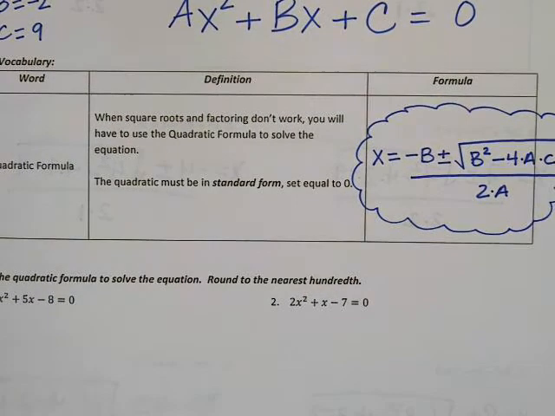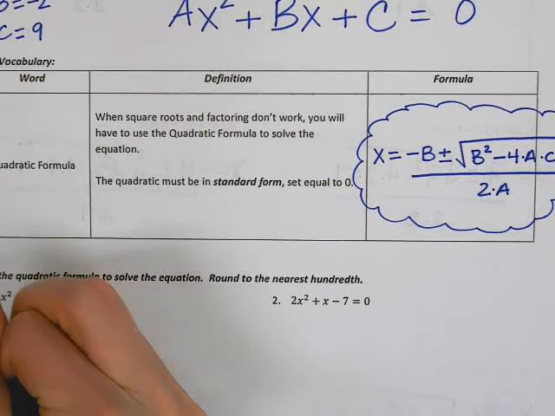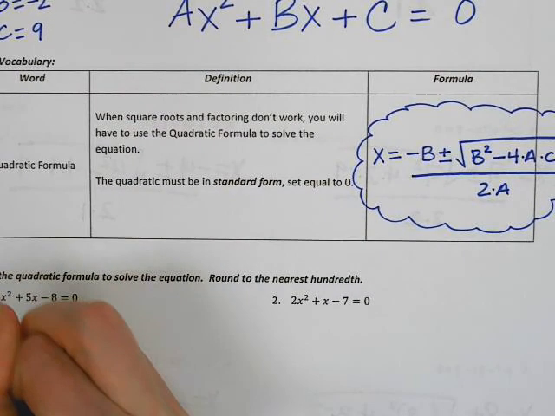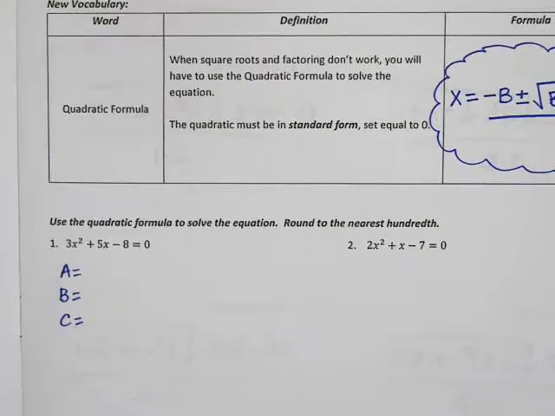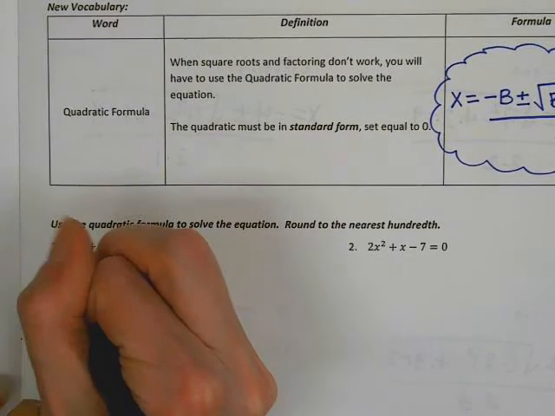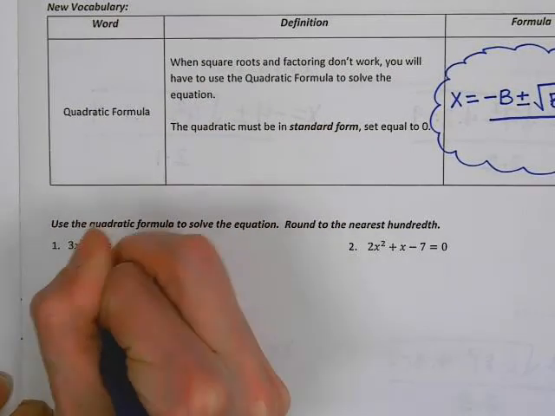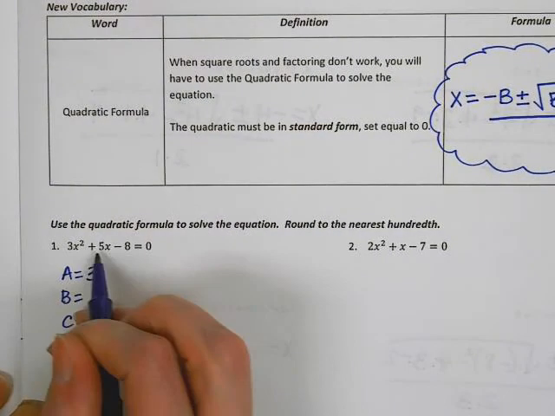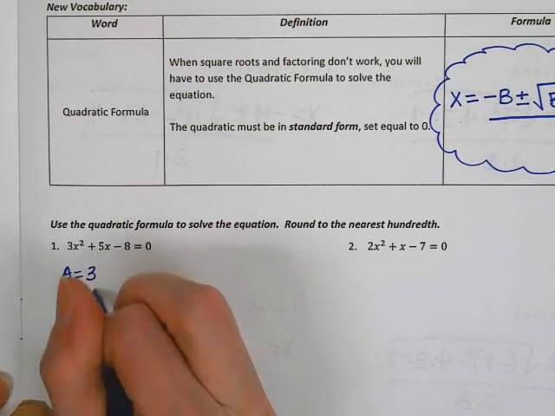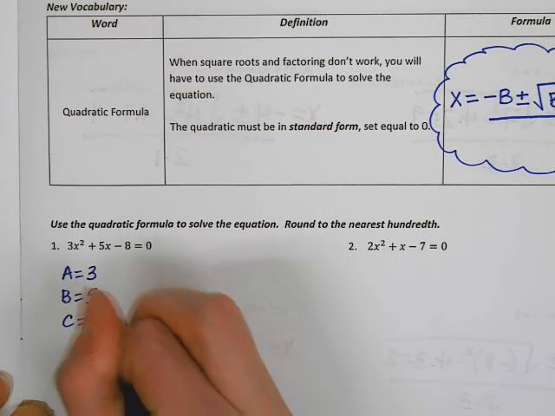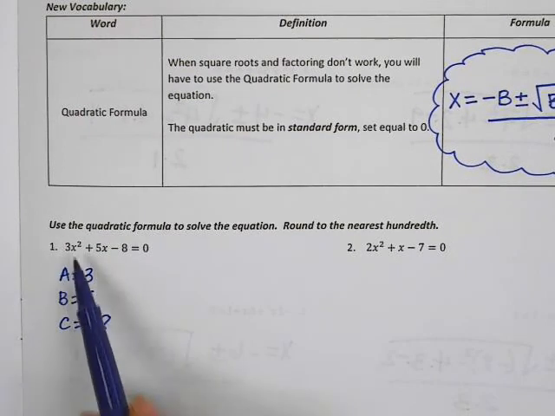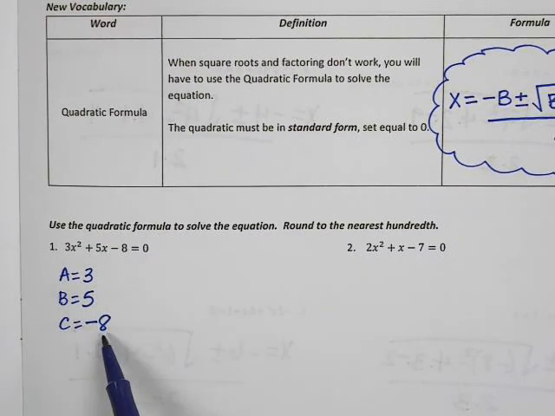Okay, so number 1, solve using the quadratic formula. So first, I want you guys to make a list of what a and b and c are, and then we're going to plug them in to the formula. Okay, so a is the leading coefficient, so 3. B is the second coefficient, 5, and c is the constant term, -8. Now make sure you guys include the sign in front of it, so make sure you get the negative sign.